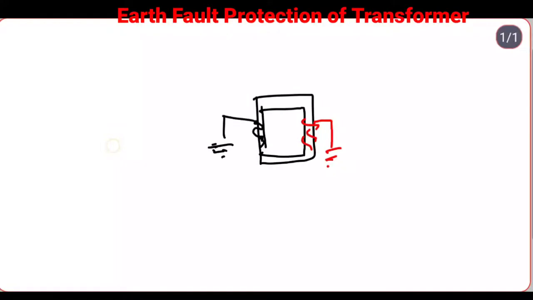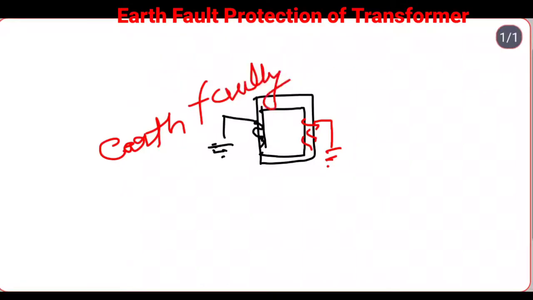It is better to use earth fault relays in order to ensure the disconnection of the earth fault or leakage in the early stage. We are using earth fault relays before it becomes a very dangerous short circuit fault in the transformer. What is earth fault protection? We can see now.